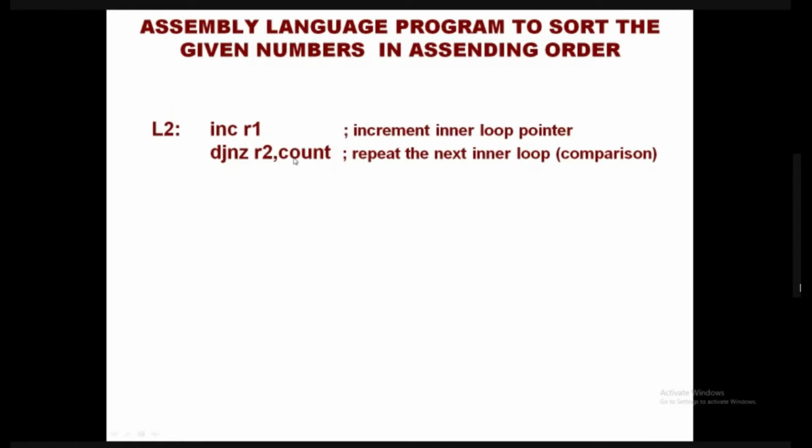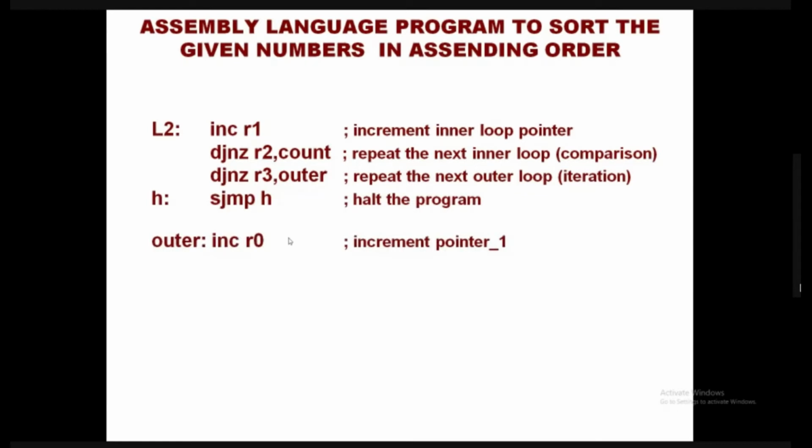Once done, we have to decrement the outer loop. So for the second iteration, we should not go for 4 comparisons. 3 comparisons are enough. So if it is not 0, we have to come to the outer loop. Here in the outer loop, we are incrementing R0 because R0 content is 30. 30 has been sorted in the first iteration itself, right? First iteration is over. So the 30th memory location holds the smallest number.